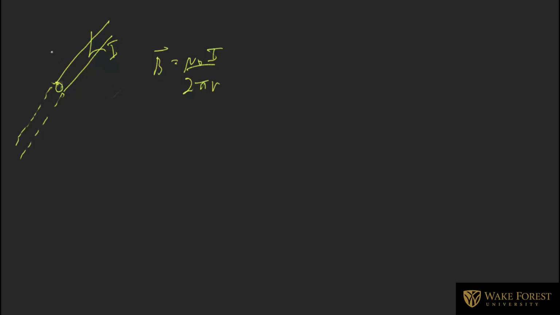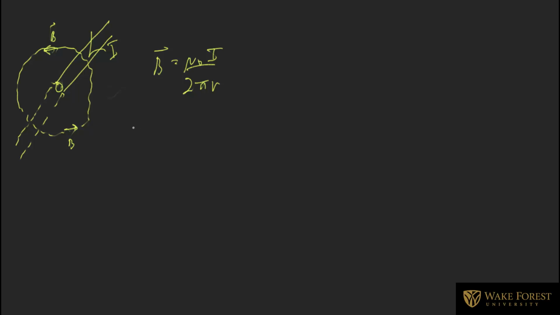So above this wire, our magnetic field would point to the left. Below the wire, it would point to the right. And at any point about the wire, the magnetic field is tangent to a circle about the wire.